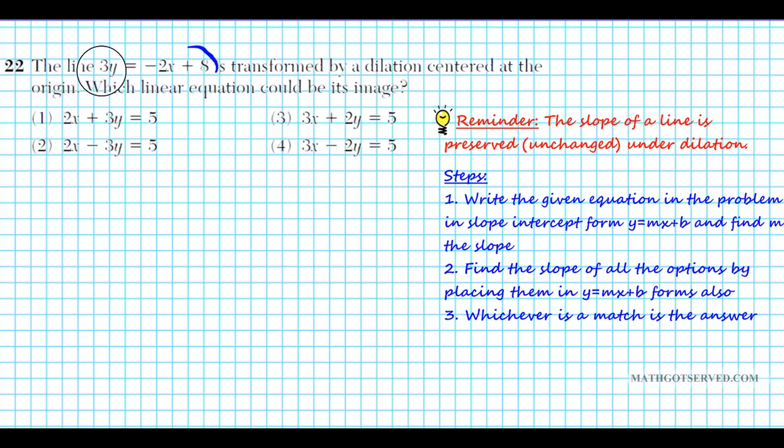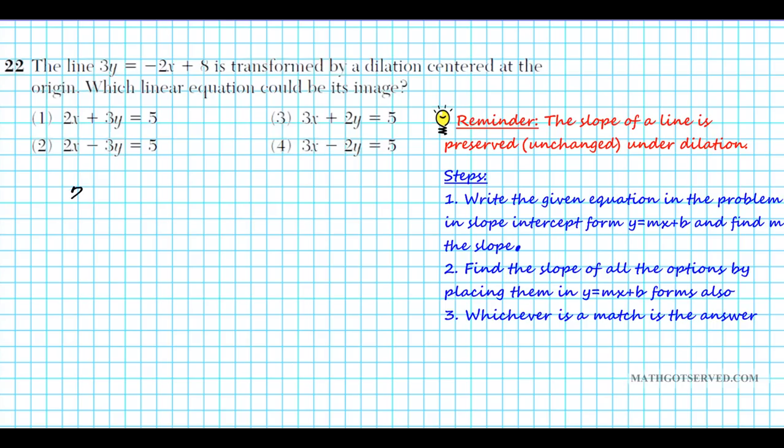Steps we're going to use to solve this problem are as follows. First, we will write this given equation in y equals mx plus b form, slope-intercept form. Why? Because it helps us to find m, the slope. After doing that, we are now going to find the slopes of all these options, converting them into y equals mx plus b form and using that form to find the slope. And then whichever slope in the 4 options matches the slope of the original, that is your answer. All right, let's go ahead and do it.